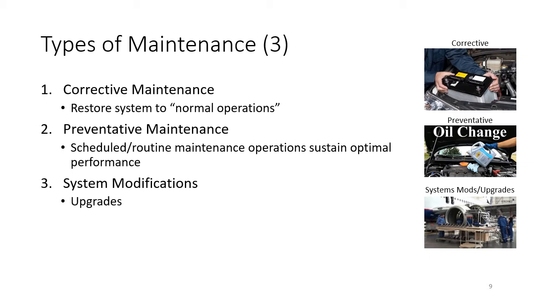So let's take a look at the types of maintenance: corrective, preventative, and system upgrades or system modifications. So corrective is to restore the system to normal operations. Preventative maintenance is scheduled routine maintenance operations designed to sustain optimal performance. And then system modifications are upgrades.